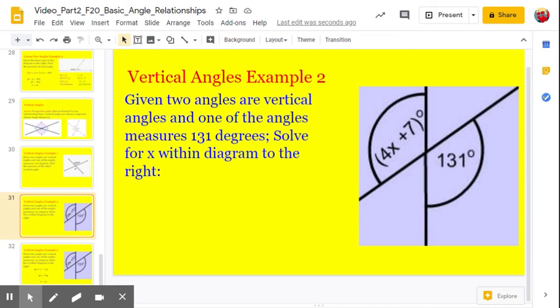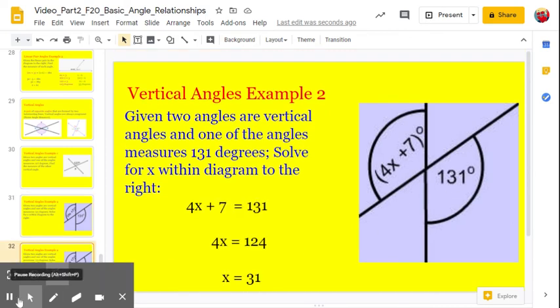Example 2, given two angles are vertical angles and one of the angles measures 131 degrees, solve for X within the diagram to the right. So here are the two vertical angles. How would you set up the equation to solve for X? So to solve for X, we'd simply say 4X plus 7 equals 131 degrees. Subtract 7 from both sides, we get 4X equals 124. We divide both sides by 4, and we get X equals 31 degrees.